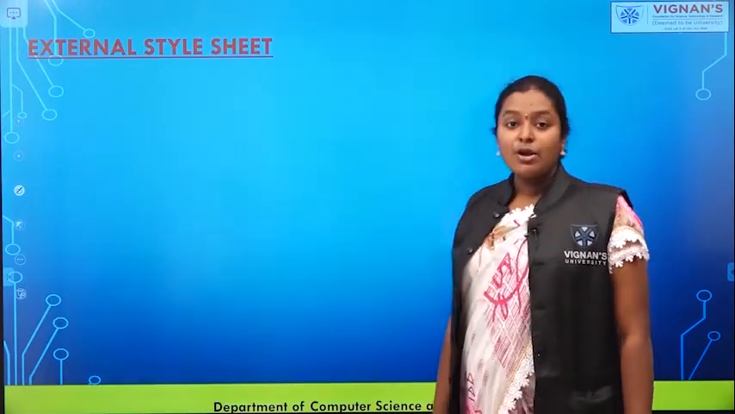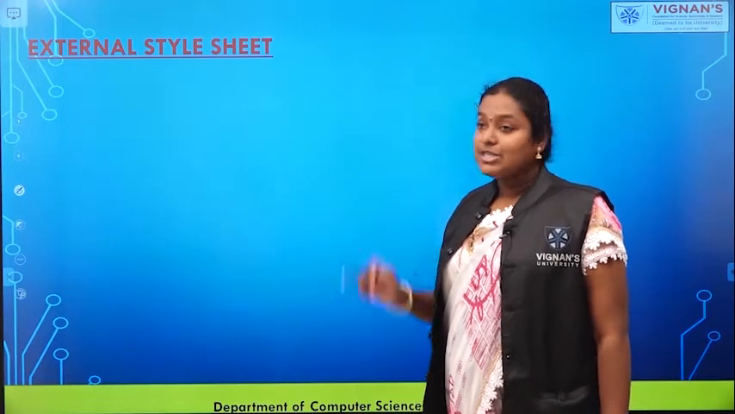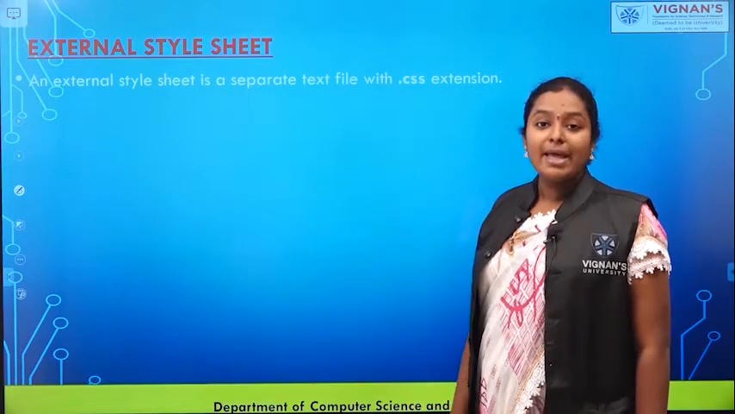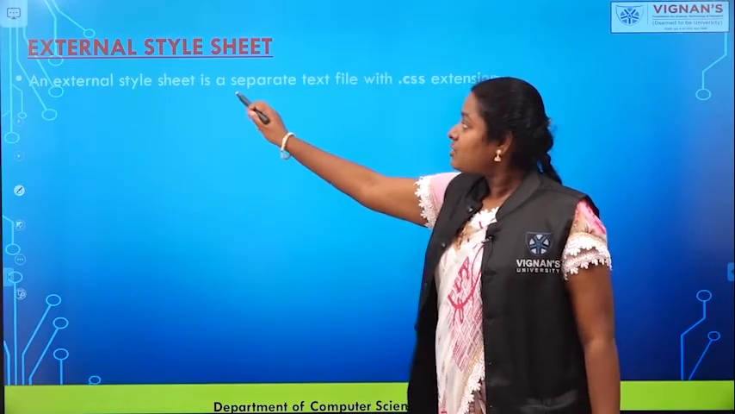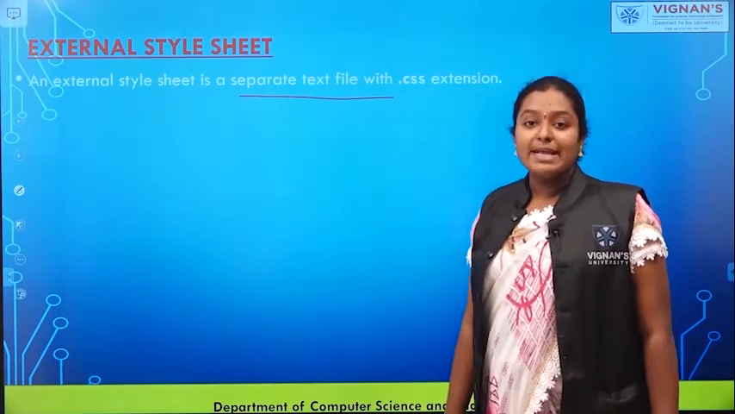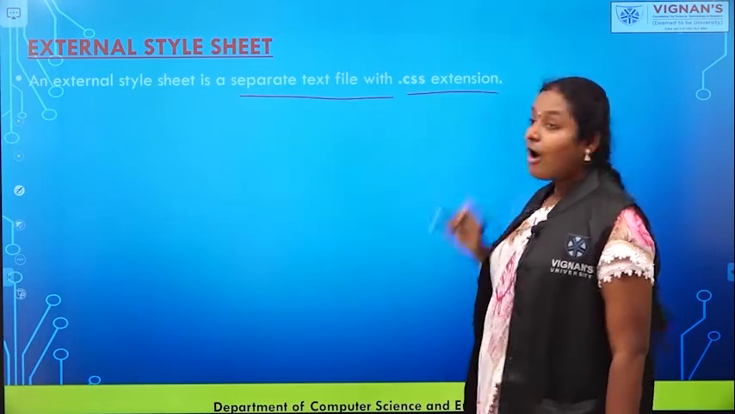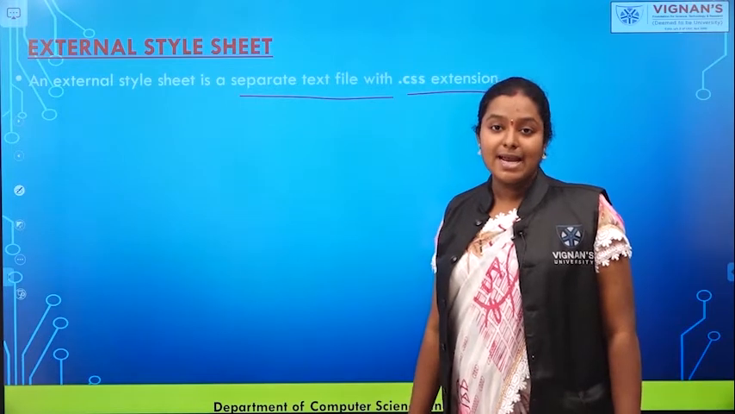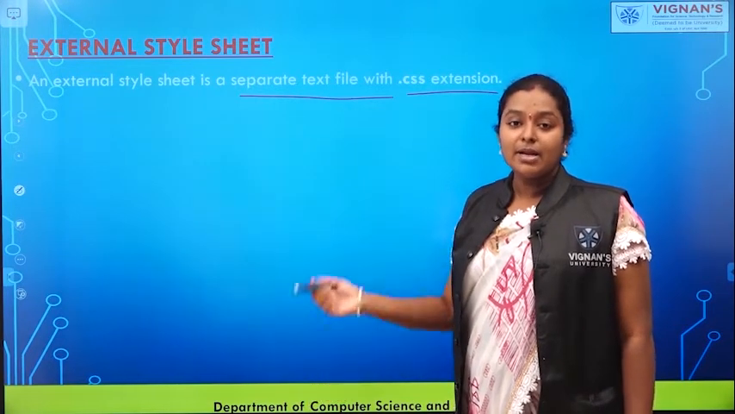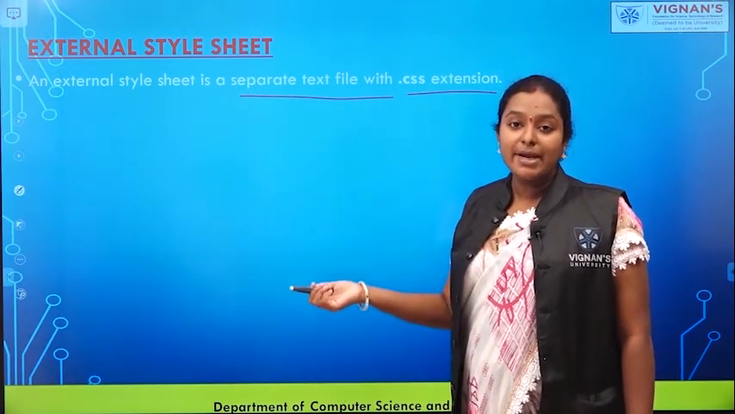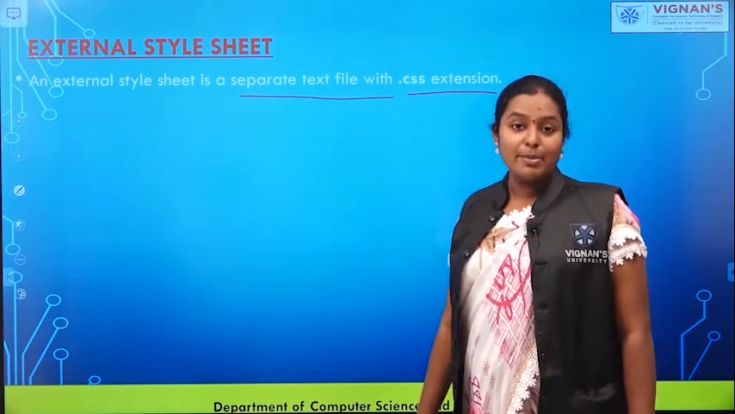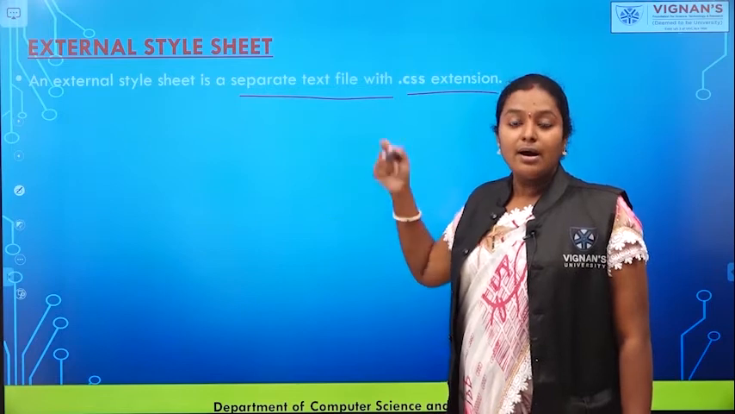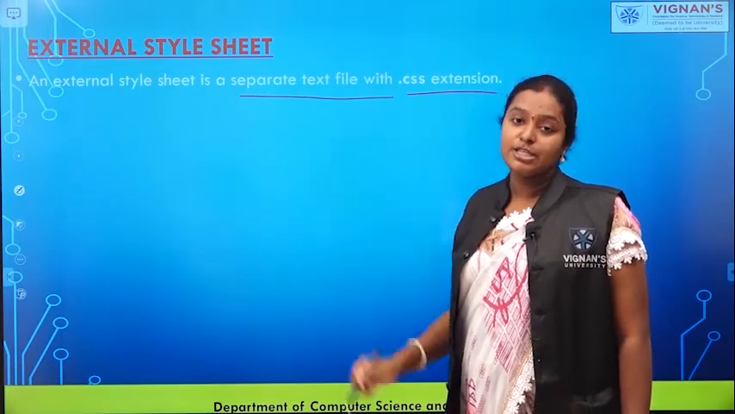The next style we are going to discuss in style sheets is the external style sheet. So what is meant by an external style sheet? An external style sheet is a separate text file with a .css extension. Here you will use this external style sheet separately. Nothing but a .html file will be separate and a .css file will be separate. Here this .css file will be used to apply styles to different HTML files.